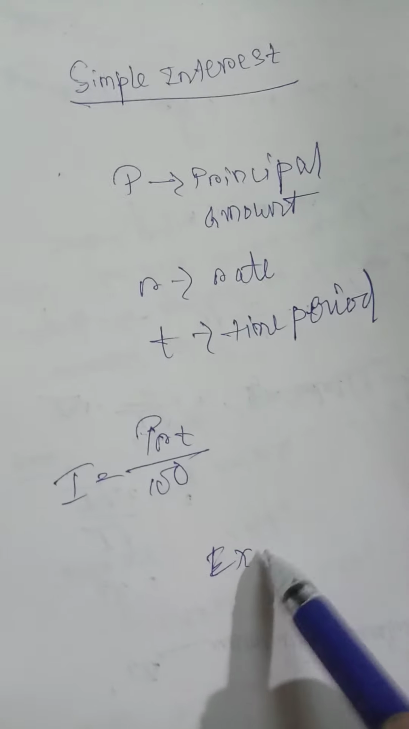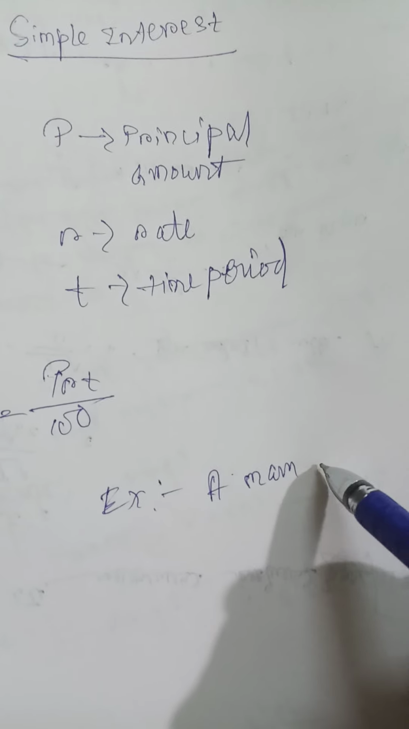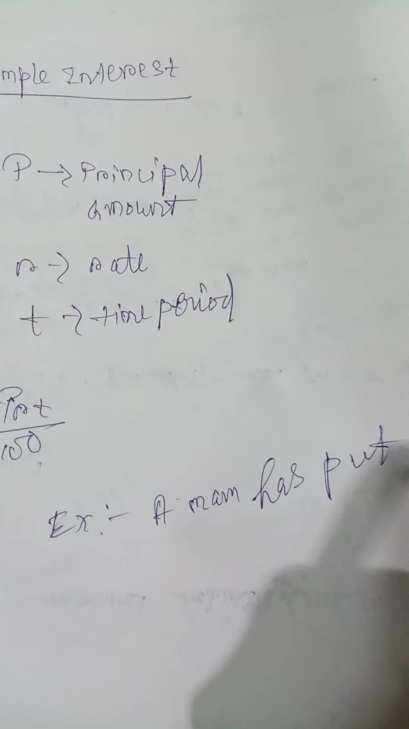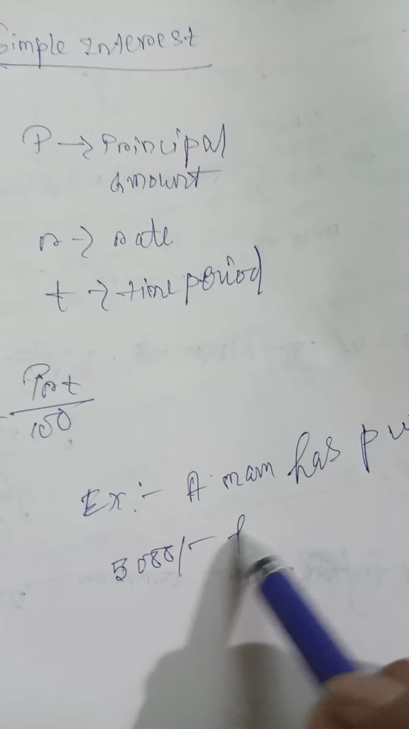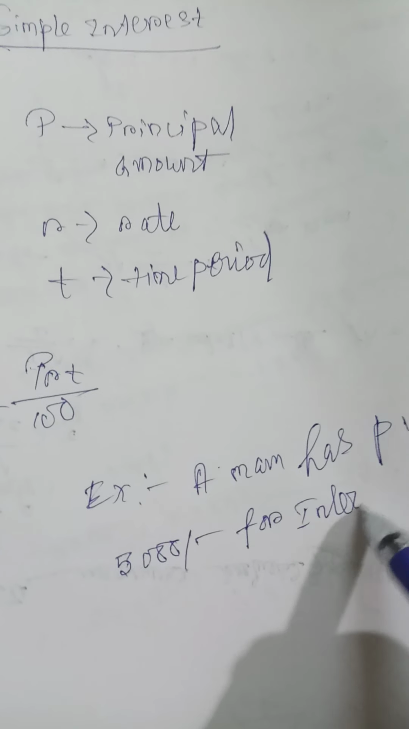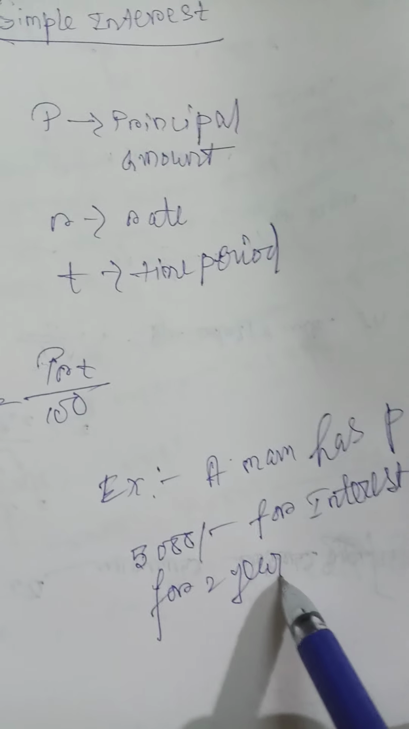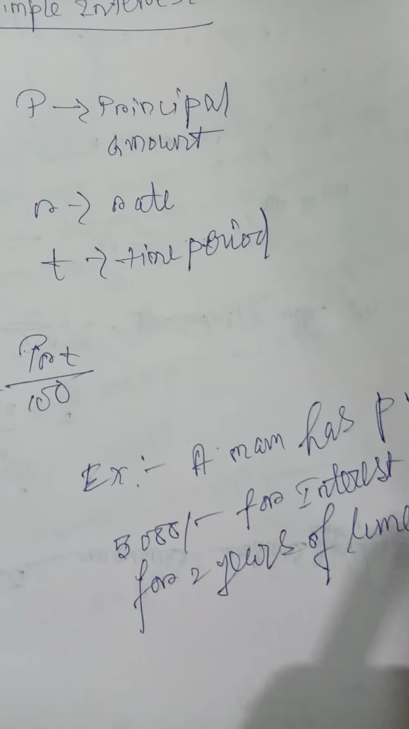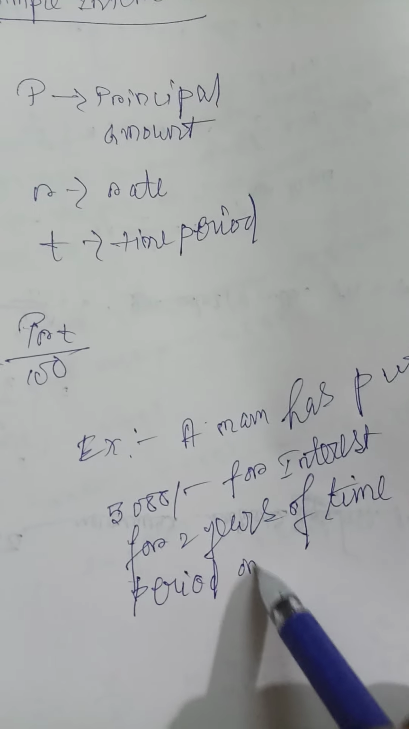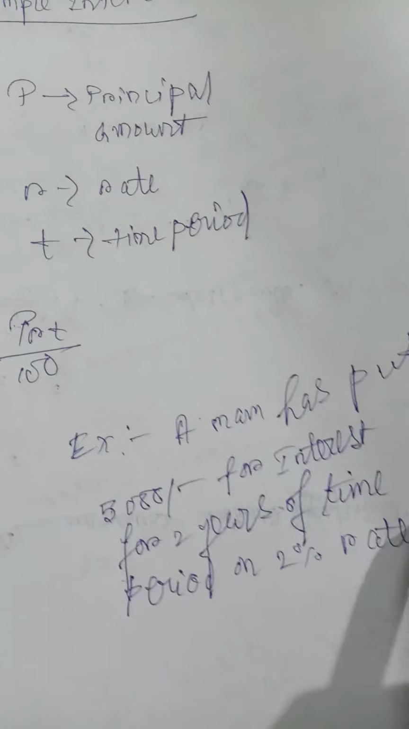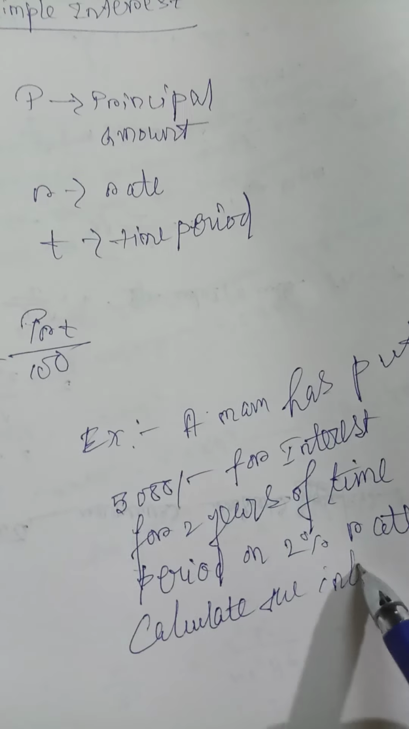Let's look at an example. If a man has put 5,000 rupees for interest for 2 years of time period on a 2% rate, calculate the interest.